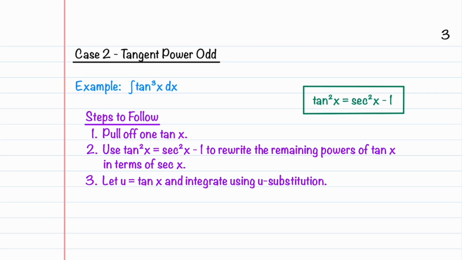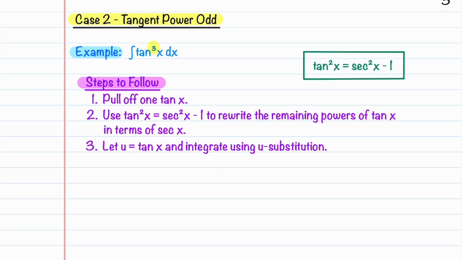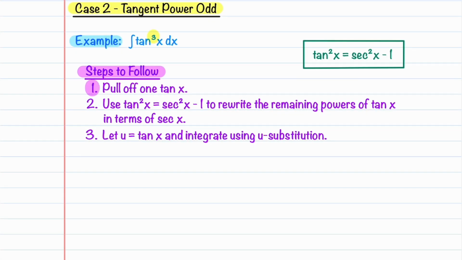The second case that we're going to look at is when we're integrating an odd power of tangent. The example that we'll walk through is tangent cubed x, and notice that 3 is odd. I've written down steps that we can follow, and we'll walk through these one by one as we work through our example. Our first step is to pull off tangent x, just one of them. Let's go ahead and do that.